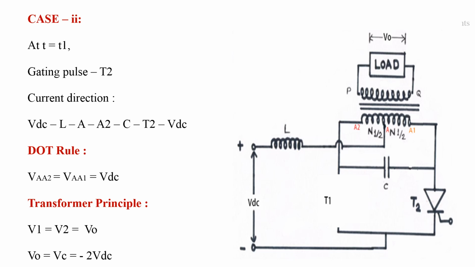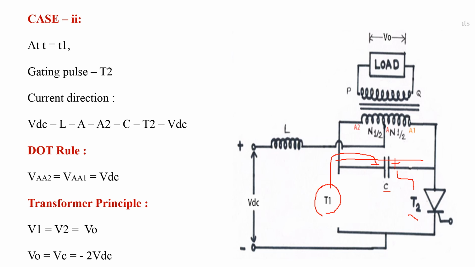In the previous case, current was flowing in this direction. So the capacitor starts charging with polarities like this, that is positive and negative. After complete charging of this capacitor, this negative polarity is connected to thyristor T1, so thyristor T1 comes into the off state, and the positive polarity is connected to the anode of thyristor T2, so thyristor T2 comes into forward blocking mode.